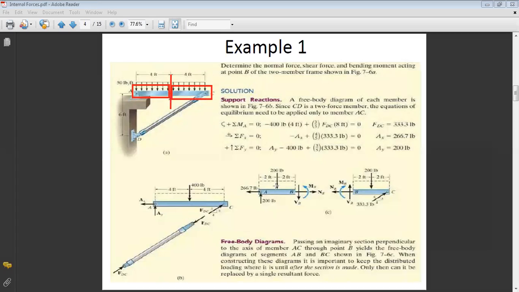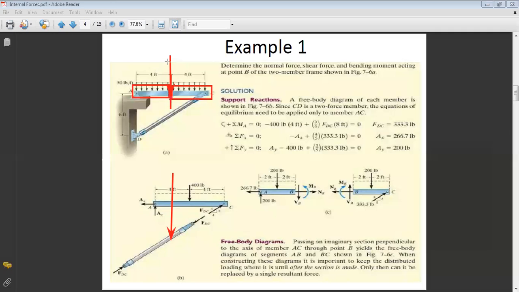Now please pay attention here to something. Here you can never reduce the distributed load before the cut, okay? Because if you say I will reduce my system to only one force acting at the middle, it is not a good way to find internal forces at all. Because if you do a cut here, for example, then you would say I don't have any load before the cut, which is not true, because you have a distributed load before the cut. So always remember, I reduce my distributed load after the cut, not before it, okay?